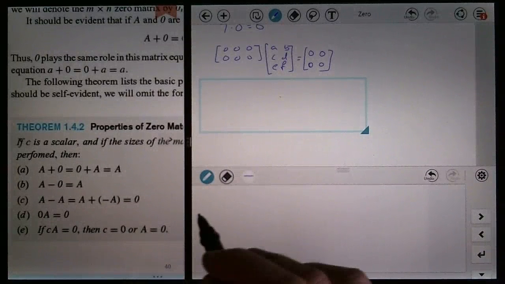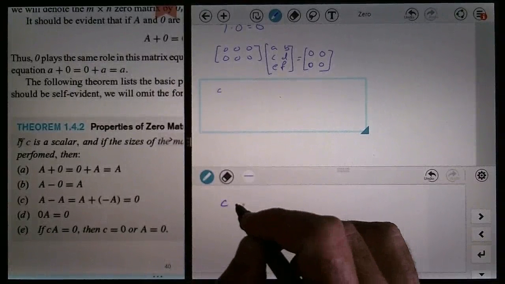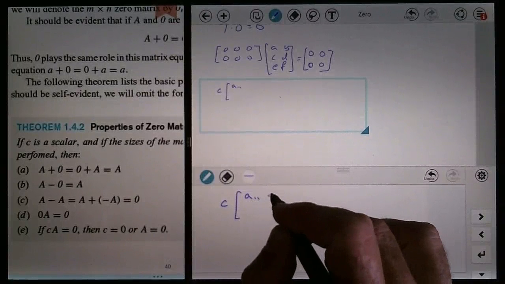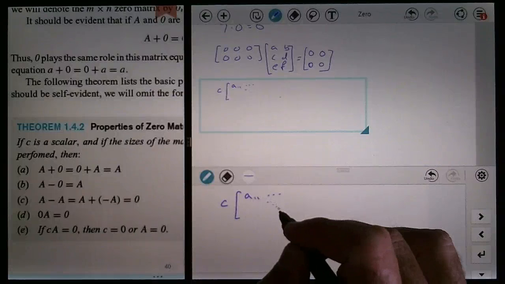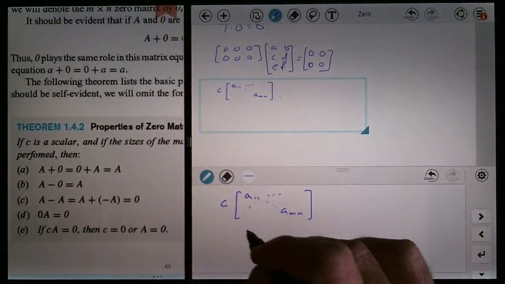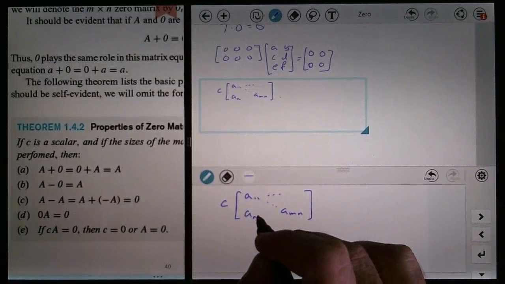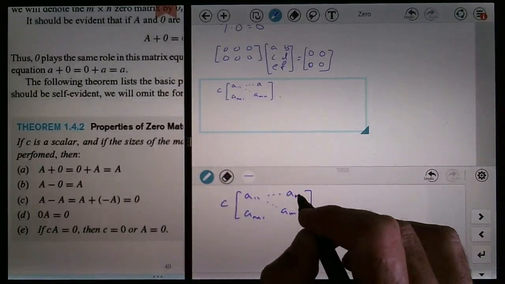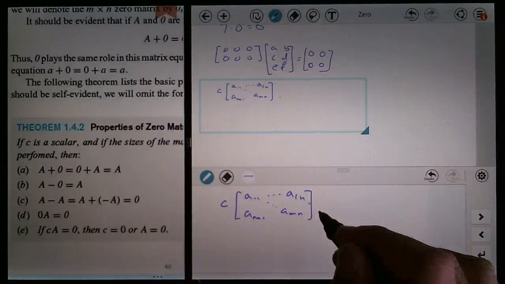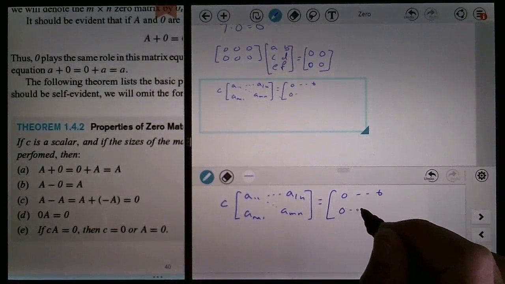the result being a 0 matrix, so if you think about what is C times A, if A is, let's just say, A11 up to A1N, right? It's got all those things in there, A M1, AMN, sorry. And this is all equal to zeros everywhere.